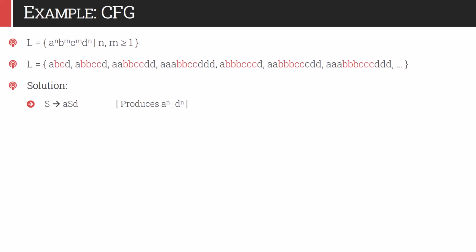So by iterating this production n number of times, we will be able to produce A power n, capital S, D power n, right? And whenever we want to terminate and we want to generate B power m, C power m, in that case capital S we will replace by another variable, that is A, capital A, D. So that now using capital A, we are going to generate B power m, C power m. So for that we will write A gives BAC or BC. So that ensures that we can have any number of occurrence of B power m, C power m, but in between A power n, D power n. Right? So the entire string would be A power n, B power m, C power m and D power n.